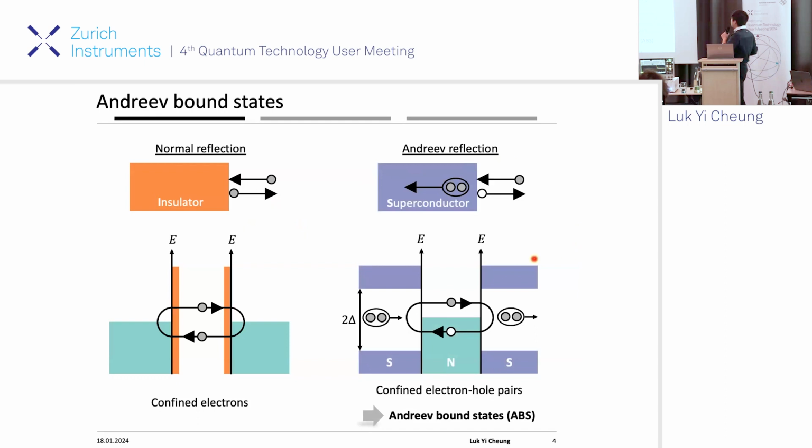The electron can still be bounced back at the interface to the superconductor, but instead of having a reflected electron, you can actually have a hole, and you also create a pair, a Cooper pair, inside the superconductor. By doing so, you can confine electrons and holes between 2 pieces of superconductor, and that is basically the idea of Andreev bounces. It's about confining electron and hole pairs between 2 superconducting electrodes.